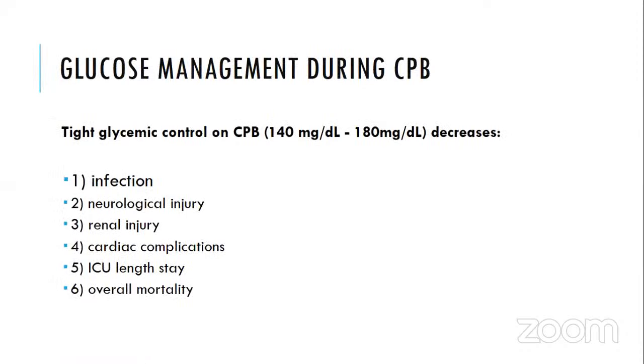For glucose management during bypass, tight glycemic control with blood sugar around 140 to 180 milligrams per deciliter decreases the rate of post-op infection, neurological injury, renal injury, cardiac complications, ICU length of stay, and overall mortality.